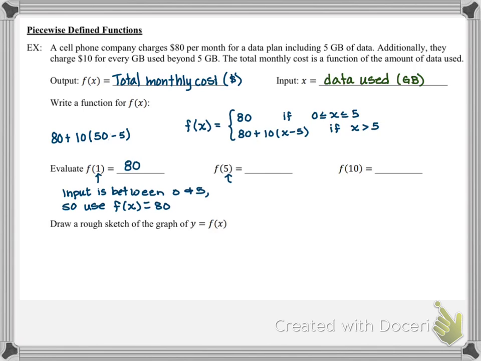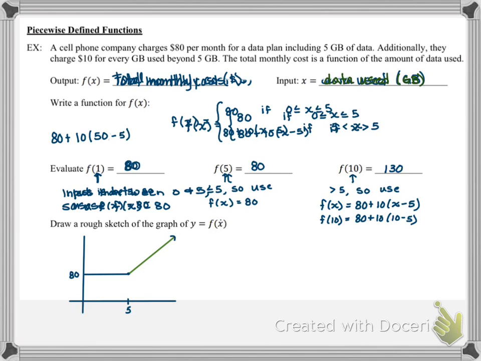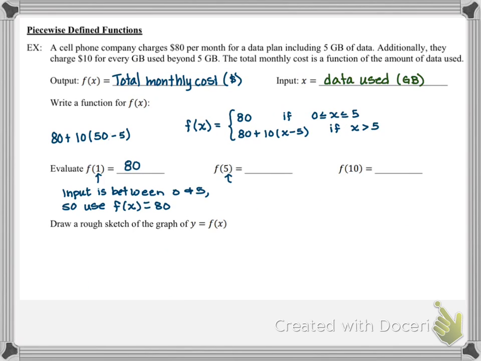So 5 is less than or equal to 5. So we're going to use f of x equals 80 again. So f of 5 equals 80.